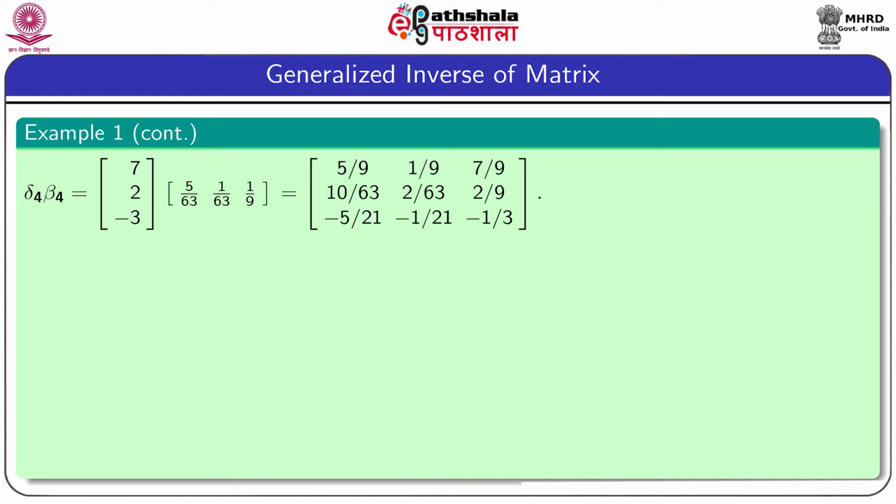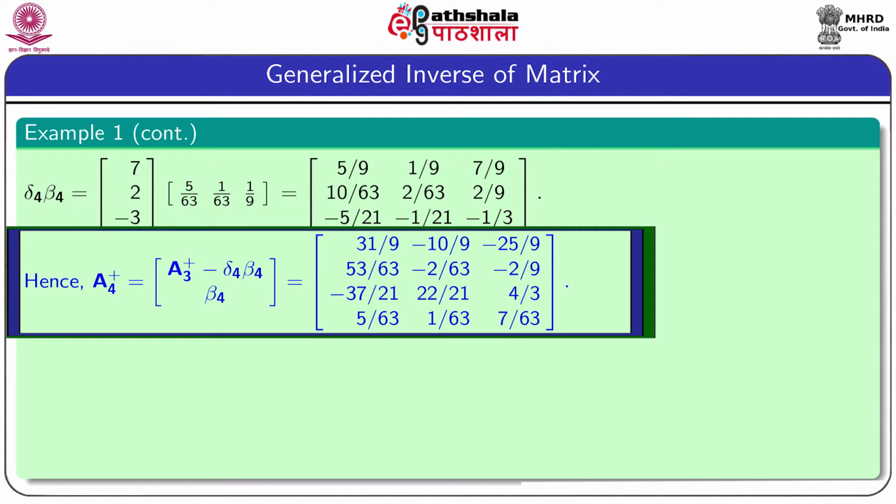Then delta 4 beta 4 is equal to the product of the column vector 7, 2, minus 3 and the row vector 5 by 63, 1 by 63, 1 by 9. After simplification, it becomes a matrix of order 3 by 3 whose first row is 5 by 9, 1 by 9, 7 by 9. Second row is 10 by 63, 2 by 63, 2 by 9, and third row is minus 5 by 21, minus 1 by 21, minus 1 by 3.